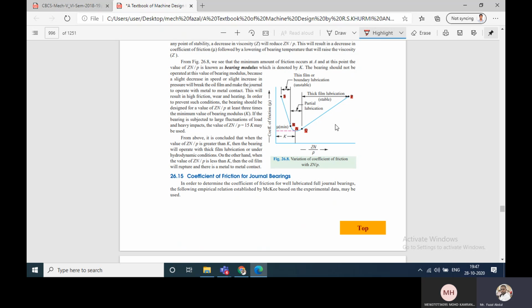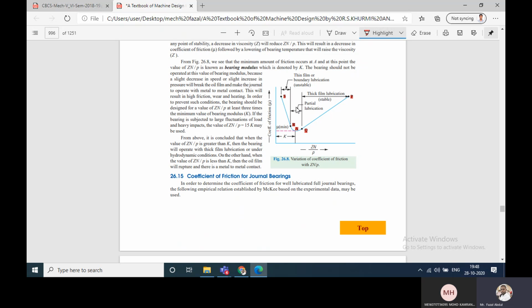Because of the temperature rise in the lubricating oil, the viscosity is going to decrease. Because the viscosity decreases, what happens? The film thickness decreases, and metal to metal contact is going to take place. Metal to metal contact will start again.